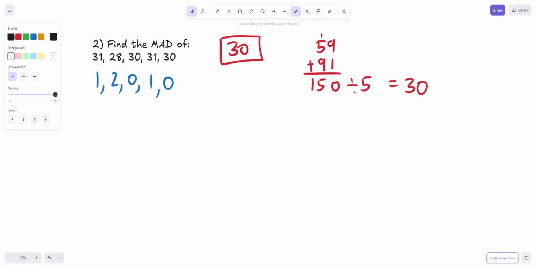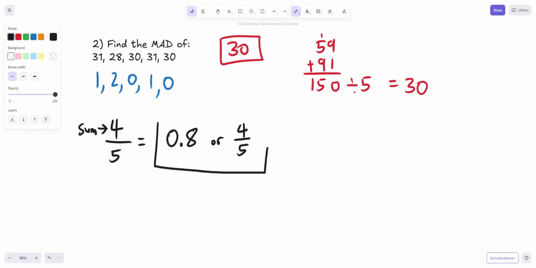So 1 plus 2 plus 1, what is that? It's 4. So this is the sum, divided by 5 absolute deviations. So 0.8 or just 4/5. So the mean absolute deviation here is 0.8 or 4/5.